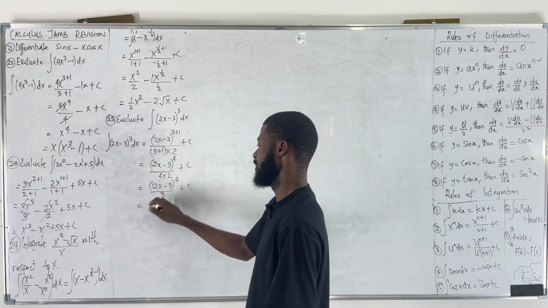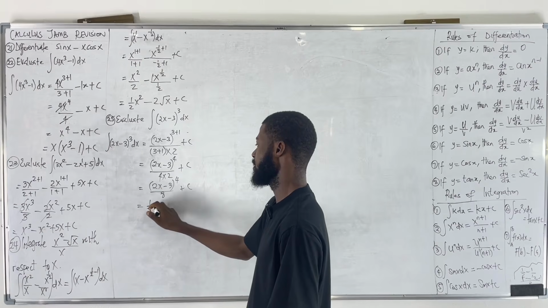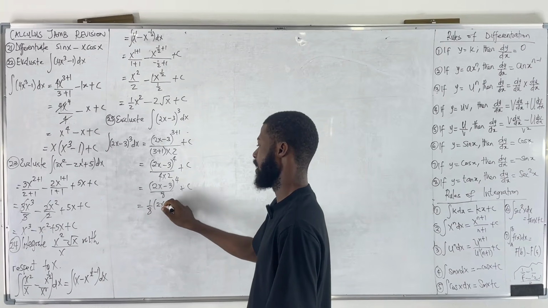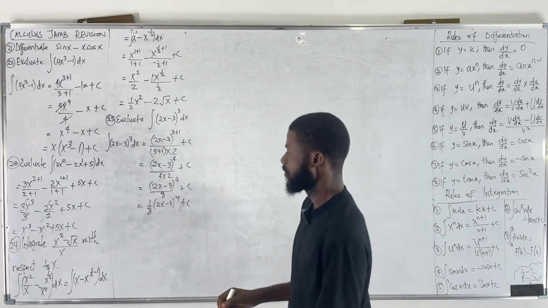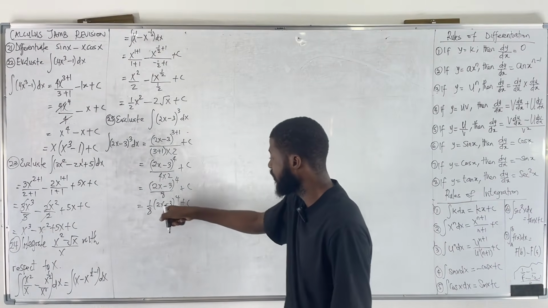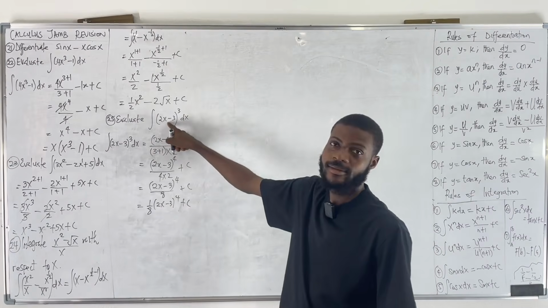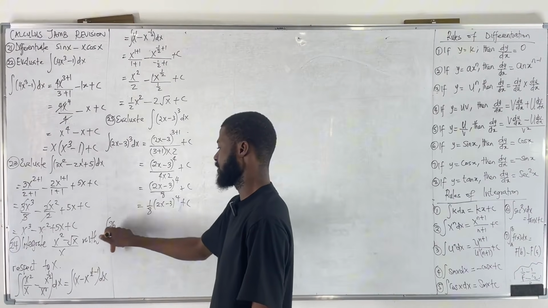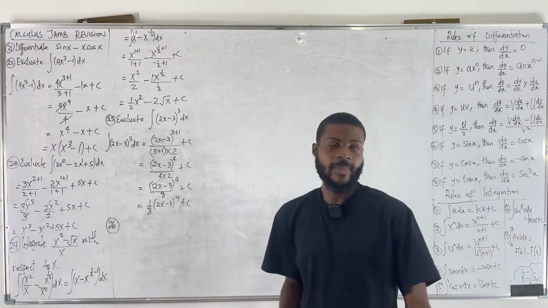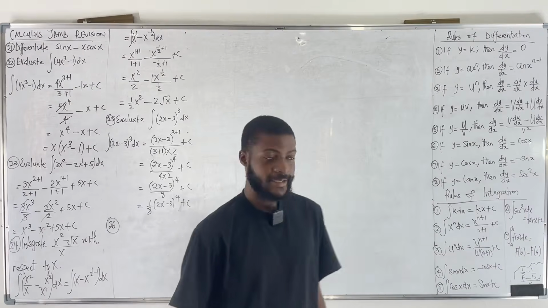There's a better way of writing this. You could say this is 1 over 8 brackets 2x minus 3 to the power of 4 plus c. So this will be the answer to that question. If you differentiate this thing, you will get this thing back. So that's the beauty of integration and differentiation. Number 26. Question number 26.